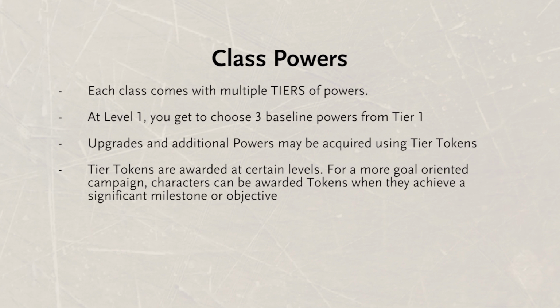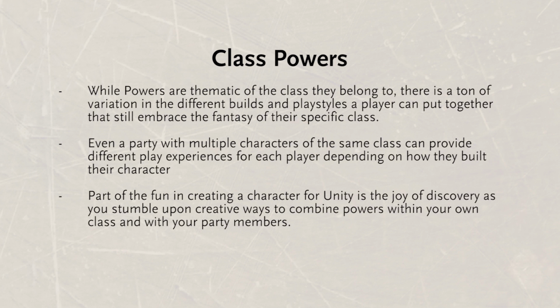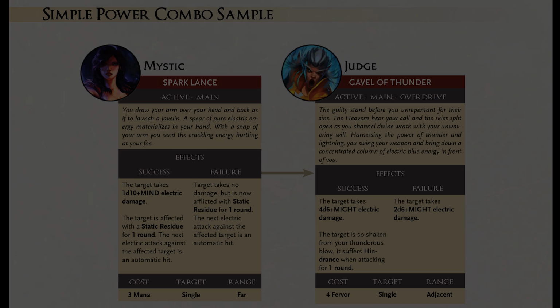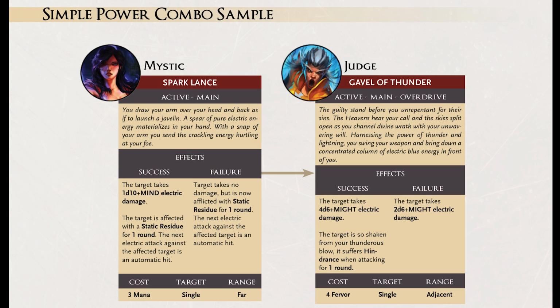Each class comes with multiple tiers of powers. At level 1, we only have access to tier 1 baseline powers, and we can choose 3 of those powers. As your character grows, there's a ton of variations and different builds you can discover. Even an entire party of the same class can each be very distinct from each other and play completely differently. This is a very exciting part of Unity's design, so take a look at the free sampler, the link is on the website, for some power combo examples to help you better understand Unity's combat system.